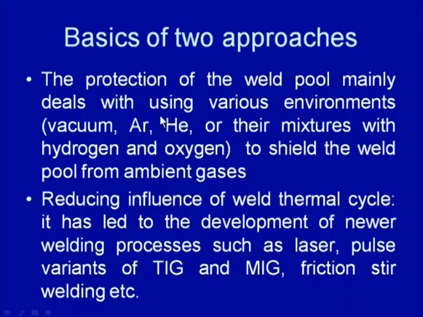So, basically these are the two approaches used to take care of the negative aspects related to the welding of aluminum alloys: effective protection of the weld pool, and reducing the heat input by using higher energy density processes. The protection of the weld pool approach mainly deals with using various environments such as vacuum, helium, argon or a mixture of these gases with oxygen and hydrogen to seal the weld pool, so that the adverse effect of atmospheric gases on the weld pool can be reduced.